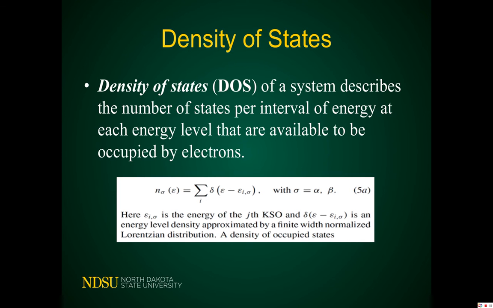Yeah. So the delta E minus E naught is an energy level. It's a density approximation that's been normalized. And so we use it in order to then generate the summation of those values across every contributing orbital in order to determine the overall density of states for the entire system.